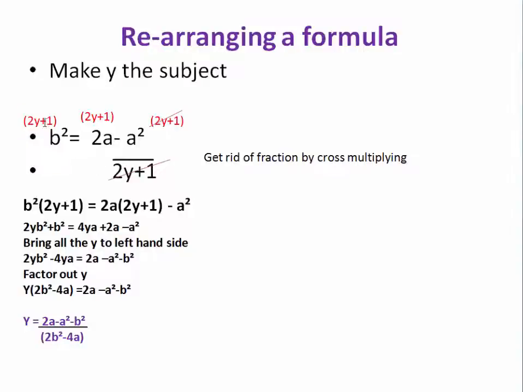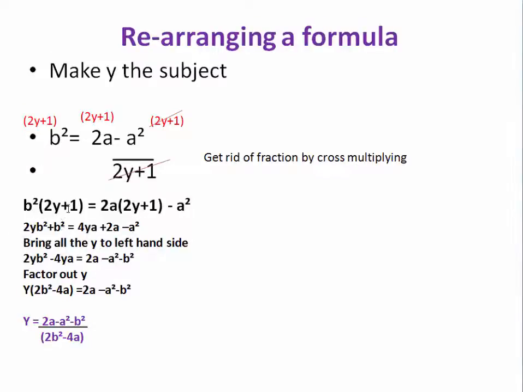Remember what we said when we multiply this term, and then multiply this, the whole thing, by 2y plus 1. This gets rid of this, but it also cancels this out, this 2y plus 1. So on this, we'll be just left with minus a squared. So this becomes b squared, 2y plus 1, equals 2a, 2y plus 1, minus a squared. Get rid of the brackets by multiplying out the brackets.